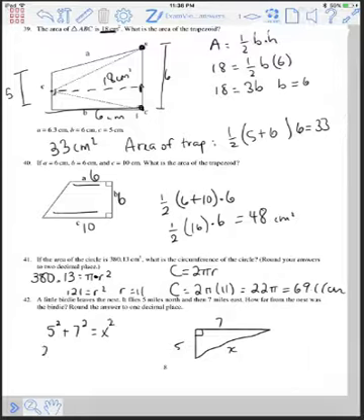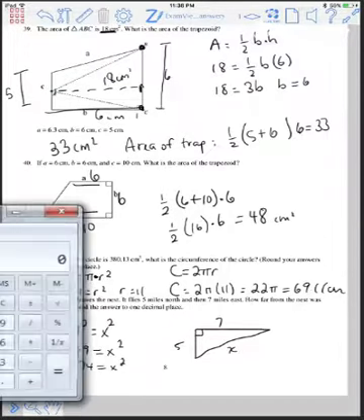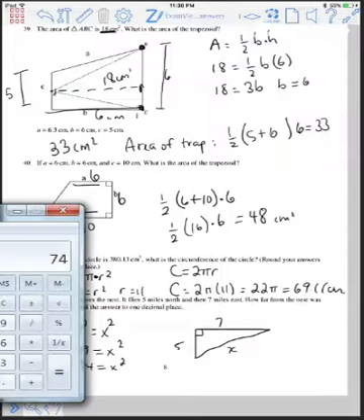So we have 25 plus 49 equals x squared. 49 plus 25 is 74. Take the square root on both sides. x is about 8.6 miles.